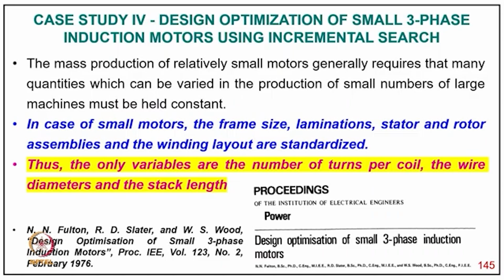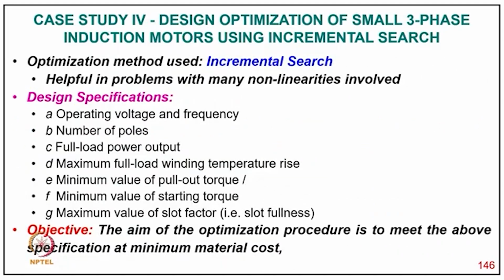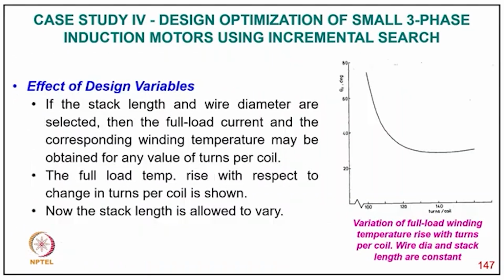So here of course, an example is given in this publication. What they have considered is the optimization using the incremental search method, in a problem where nonlinearity is mainly involved. The design specification is like operating voltage, number of poles, full load output power, maximum power factor, and typically the temperature rise, minimum value of output, and the maximum value of slot factor, and the objective is the aim of the optimization procedure to meet the above specification with minimum material cost.